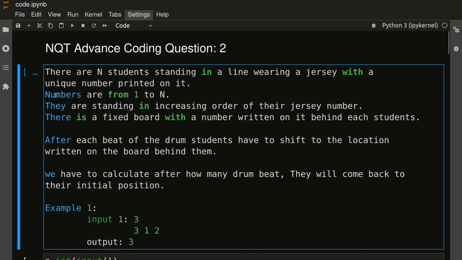So we will be discussing the TCS NQT advanced coding question, and this question has been asked on 19th of August 2022, slot 1. So this is the same question that has been asked on 19th of August, slot 1. So this is the coding question, and if you are about to appear in NQT, then you have to go through this question definitely.